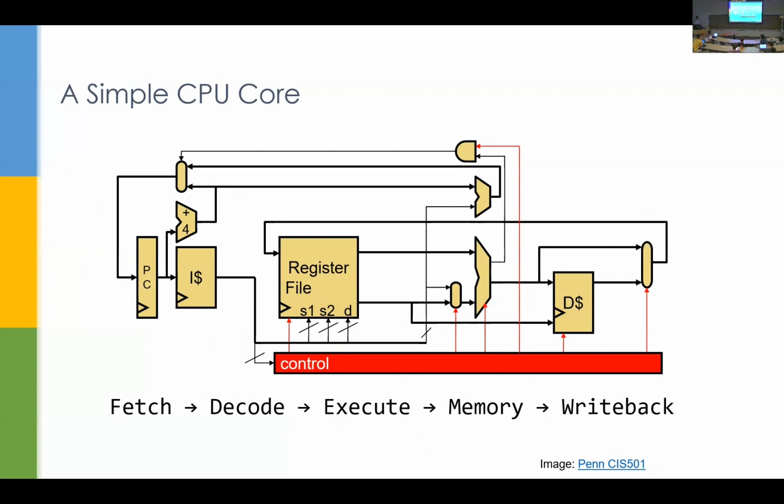Just a few keywords here, for those of you who may not have taken computer architecture: PC is program counter. So if you were counting lines, I$ is your instruction memory. Registers S1, S2, and D are your registers. And then D$ is your data memory. Okay. So all these diagrams that you see here are generally representative.